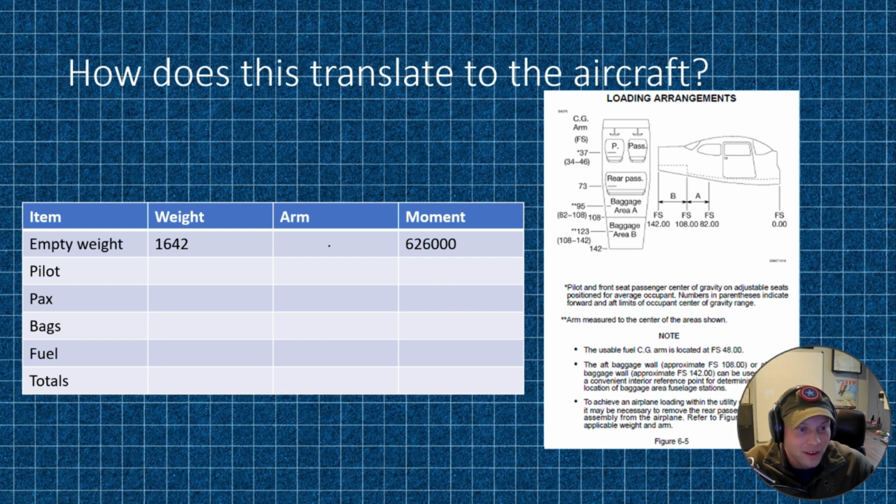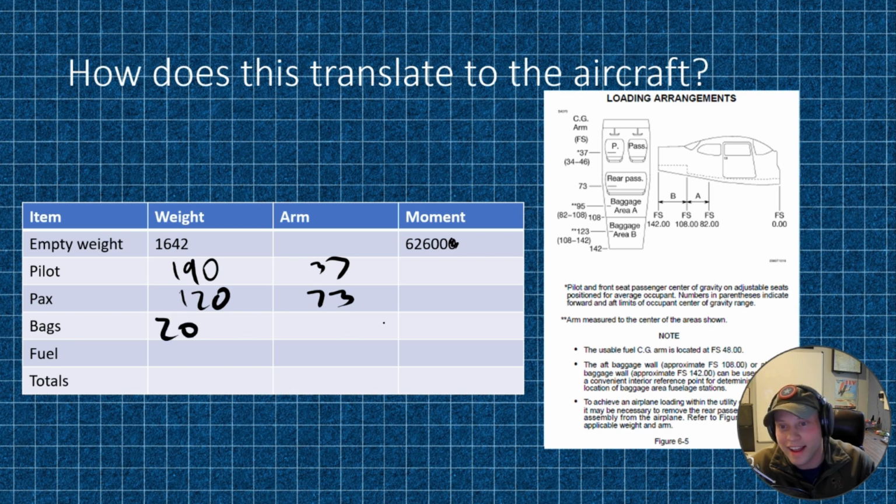All right, weight, arm, and there's one fewer zero here. That's the mistake I made. Just a typo there. So let's say the pilot was 190 times 37. Passengers was 120 times 73. Bags were 20 pounds at 95 inches, and fuel was 25 gallons times 6 pounds per gallon at 48 inches. Solid. There we go.